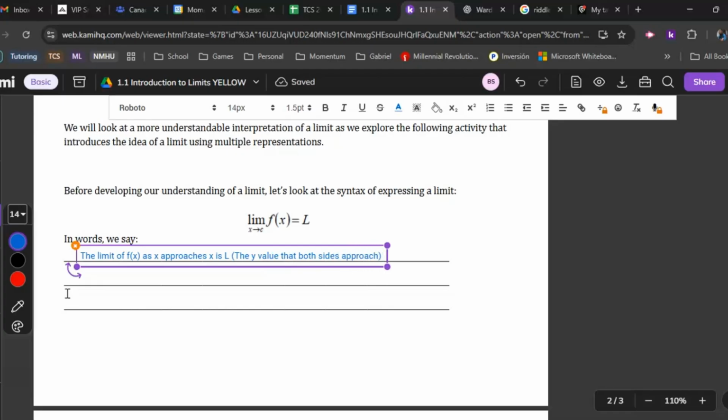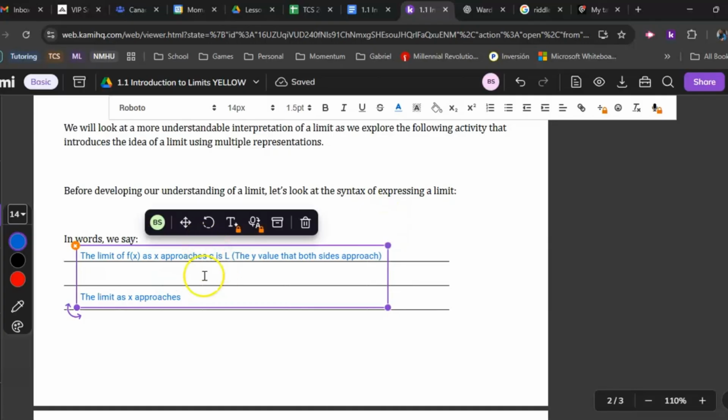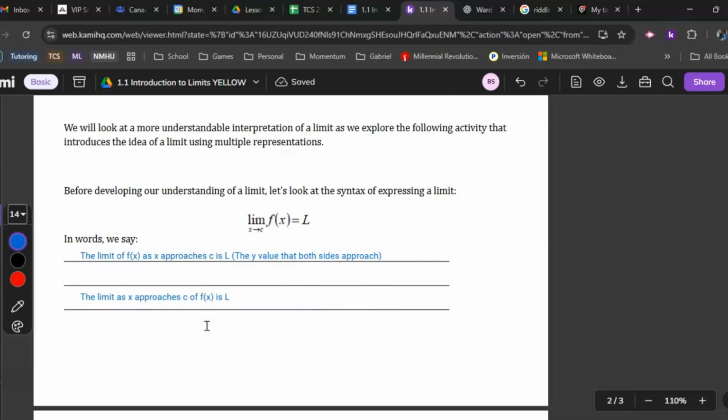Now we could technically say this differently. We could say this as the limit as x approaches c of f of x is L. Sorry, I wrote x approaches x; that should be x approaching c. I prefer the first way, but they're both correct, right? It doesn't matter which way you read that, okay? So I'll give you a minute to write those down. And then we're going to do some practice.